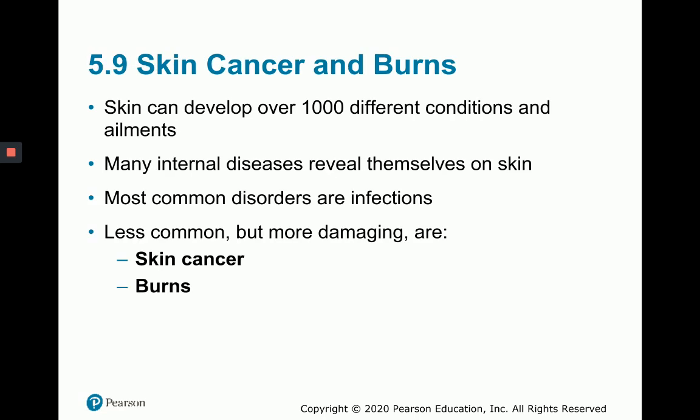Our next topic is going to be skin cancer and burns. So we're going to be looking at characteristics of these two ailments that ail the integument. The skin can develop over 1,000 different conditions and ailments, but these tend to be a little less common, but the most damaging. Even though there are many internal diseases that reveal themselves on the skin, the most common disorders and infections would take an unknown amount of time to go over. So even though we're looking at these less common types of illnesses, they are very damaging, and you should know the clues for when to seek medical help.